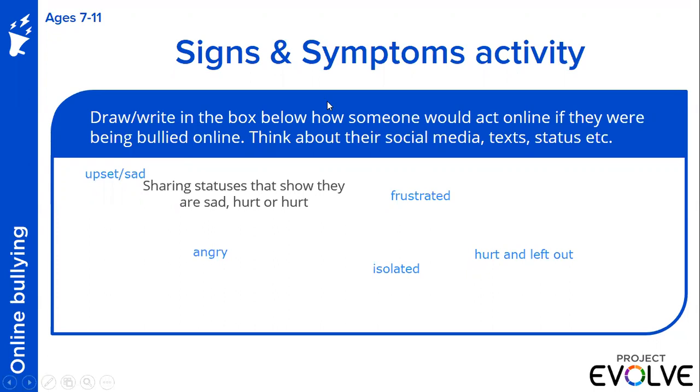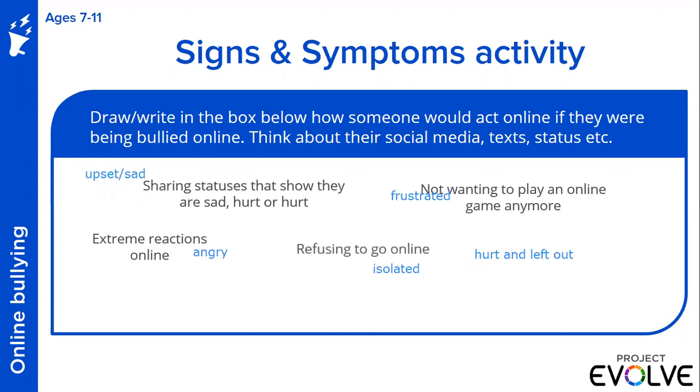Here are some other ones that I was thinking of. For example, sharing statuses that show someone's sad or hurt, or not wanting to play online. Maybe they don't want to play a game anymore. That might be a way they react if they feel hurt. Maybe they'll share some extreme reactions, so maybe they're feeling really upset and angry. Maybe someone would be refusing to go online anymore because of the way that they've been hurt.